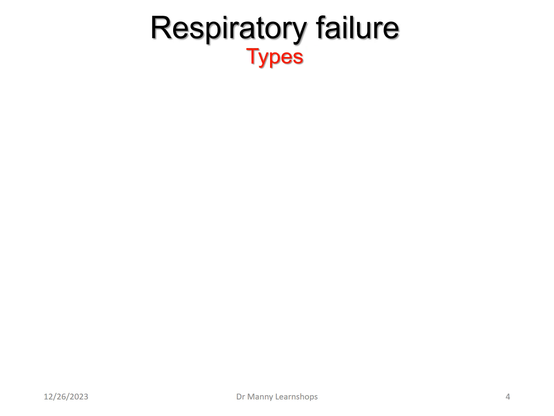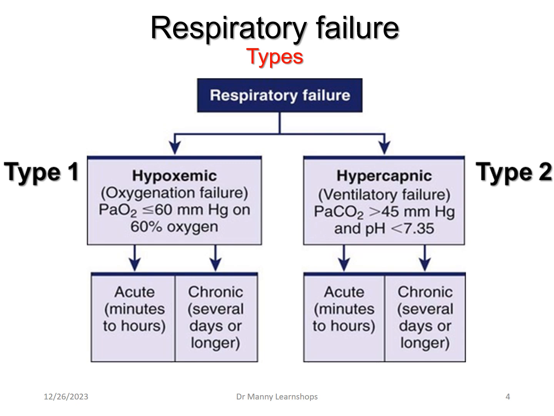So what are the types of respiratory failure? You've got two types, type 1 and type 2. Type 1 respiratory failure is failure to get enough oxygen, hypoxemic. And if you do an arterial blood gas, the PaO2 will typically be less than 60 millimeters of mercury on 60% oxygen. And this can be acute, which is sudden, minutes to hours, or it can be chronic, which can be days, weeks, months, even years.